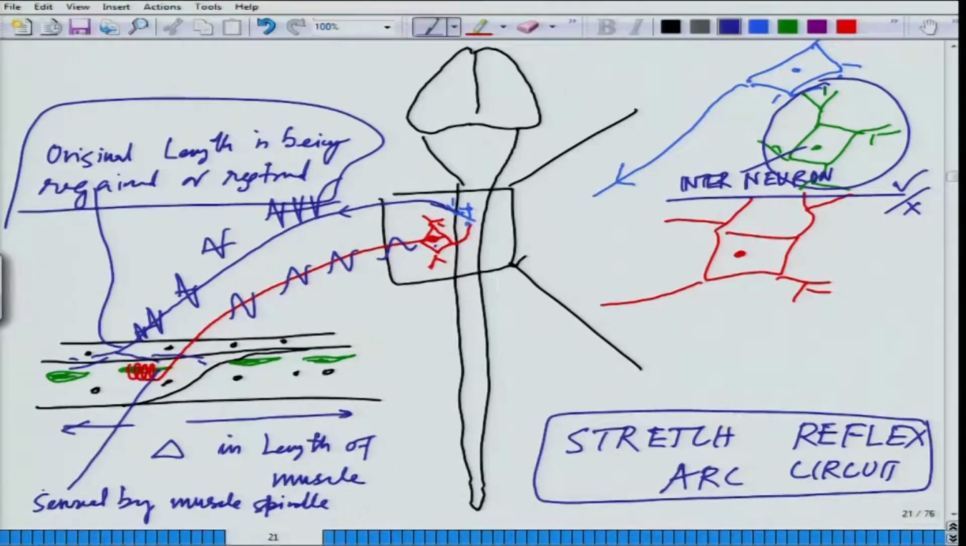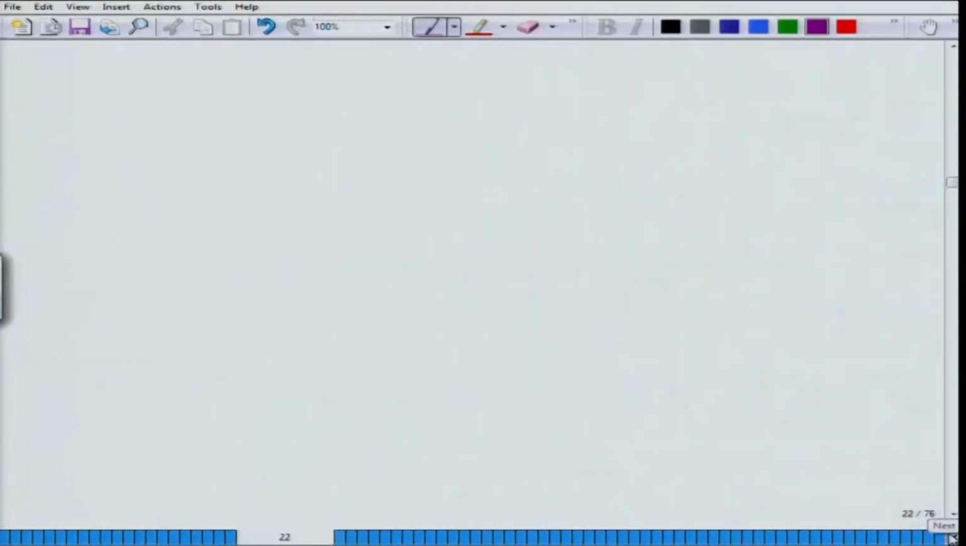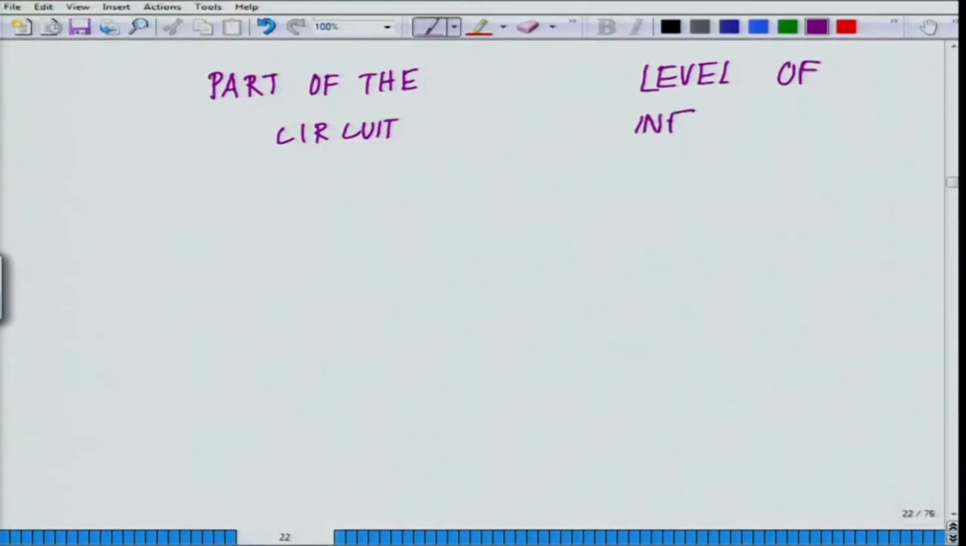So, this is how this small circuit works, and there are some salient features which I want to highlight. Look at this structure, at how many levels the information is getting transferred. Let me use another color. Okay. So, this is the first information transfer. Let me go to another sheet. Okay. Part of the circuit and level of information transfer.